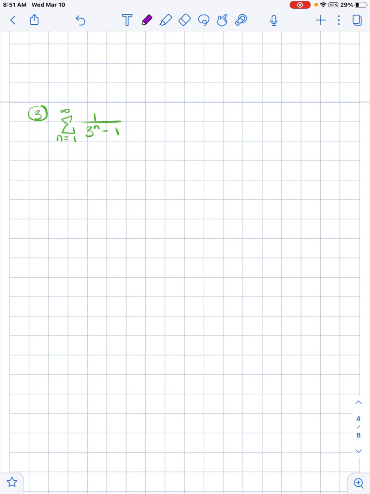Okay, let's see, 1 over 3 to the n minus 1. So if we look, let's make sure this is a positive series. So if we plug in 1, 3 to the first is 3, minus 1 is positive, and then anything larger than 1 will just always make these positive. This is definitely a positive series. Okay, let's see if we can compare this to 1 over 3 to the n, because as n approaches infinity, that minus 1 means nothing.